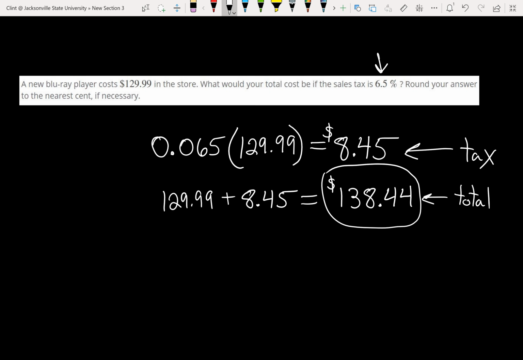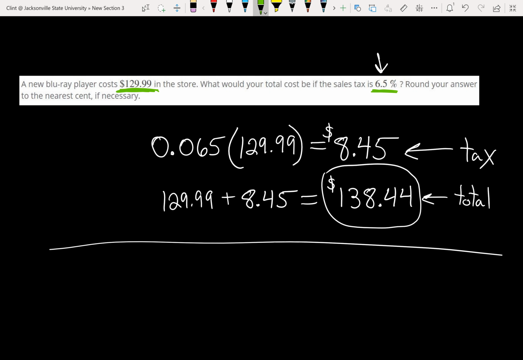Another way of doing the same problem, and if you're happy with the other way, just leave it there. That's fine. But another way of doing the same problem cuts out a little bit of the work. We're going to have to pay 100% of this price, and then plus another 6.5%. So our total is going to end up being 106.5%. That's the total we're going to end up paying.